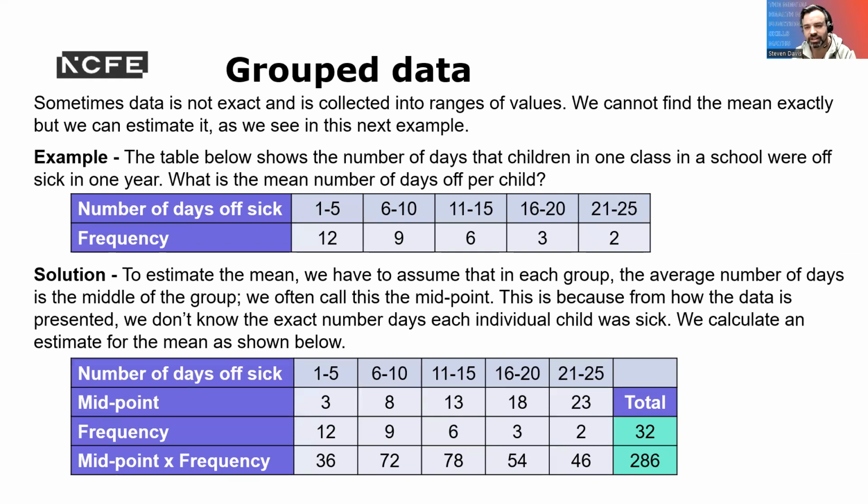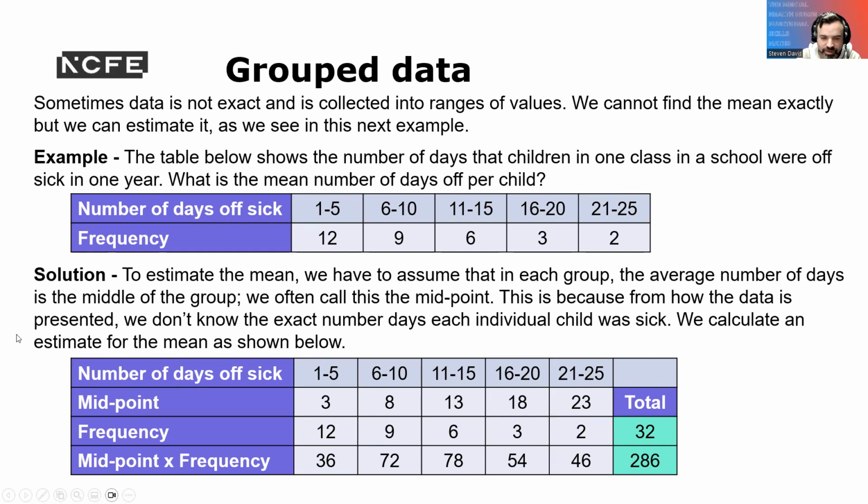So sometimes data isn't exact and is collected in a range of values. We can't find the mean exactly, but we can estimate it, as seen in the tables below. For example, the table below shows the number of days that children in one class in school were off sick in 1 year. This means the number of days per child. Here you can see you've got your number of days off and the frequencies. If we put it in a table, to estimate the mean, we would have to assume that in each group, the average number of days is in the middle of the group. We often call this the midpoint.